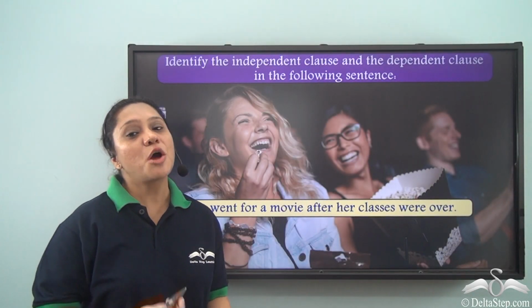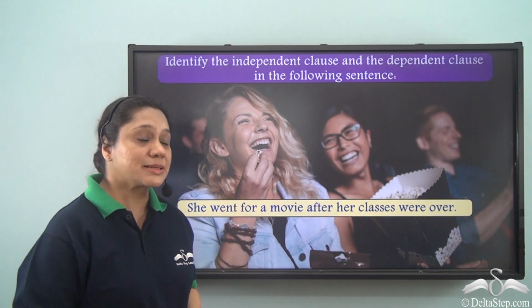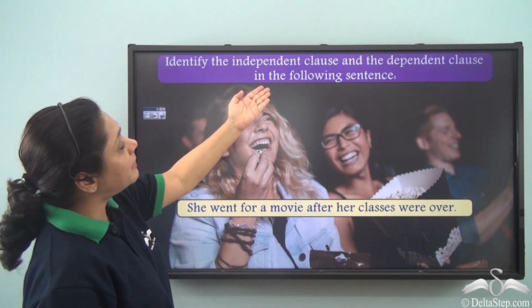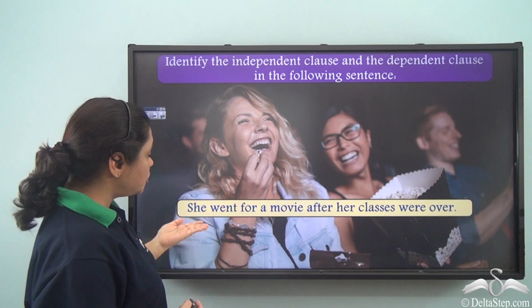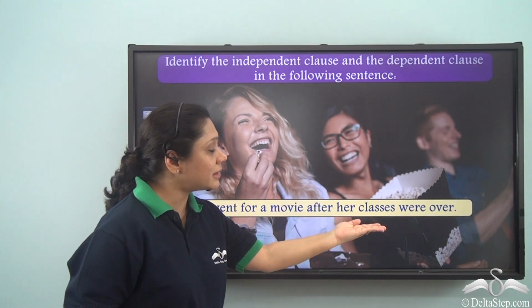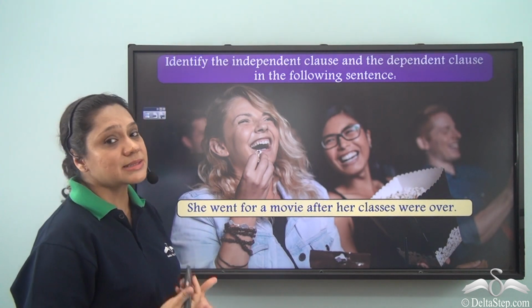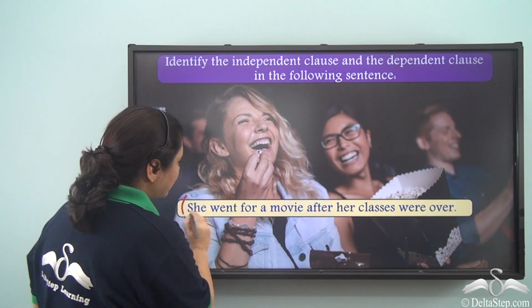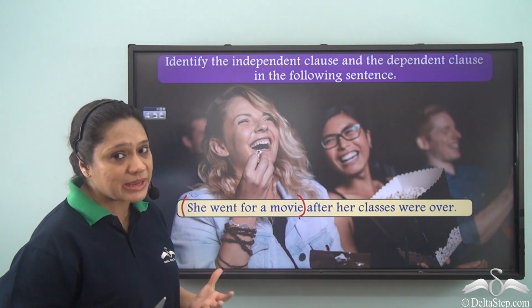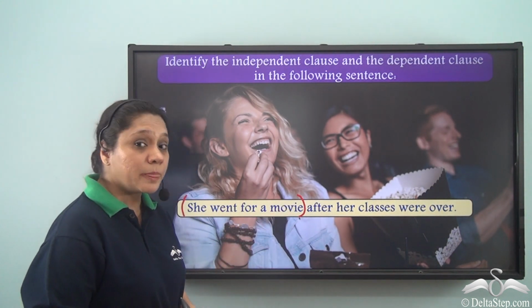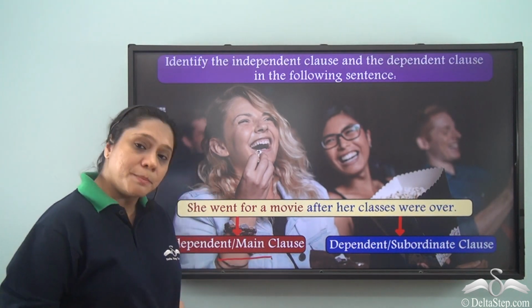Now that you have learnt what are dependent clauses and what are independent clauses, let us do this exercise. Identify the independent clause and the dependent clause in the following sentence. "She went for a movie after her classes were over." So this sentence is made up of two clauses. Let us identify them. "She went for a movie" makes complete sense and can stand alone as a complete sentence. "She went for a movie." So this part of the sentence is an independent or a main clause.